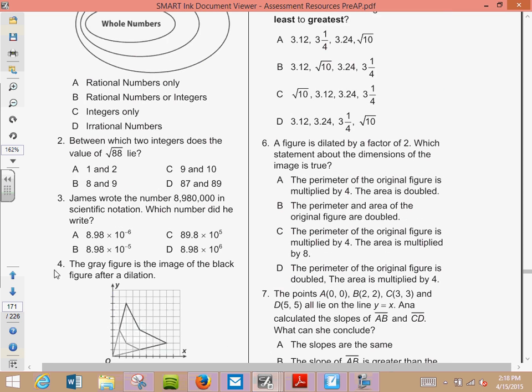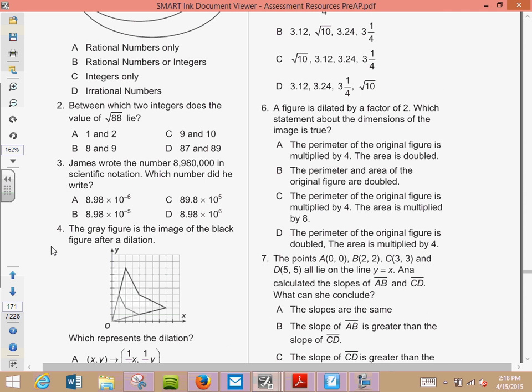Number two, between which two integers does the value square root of 88 lie? Thank you for those of you who are already looking through your calculators and trying to figure it out. See? Why? By looking at it, why? Perfect. So 9 times 9 is 81. 10 times 10 is 100. 88 is right between those two, right? Good job.